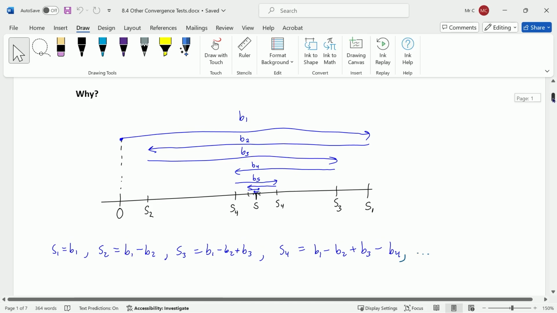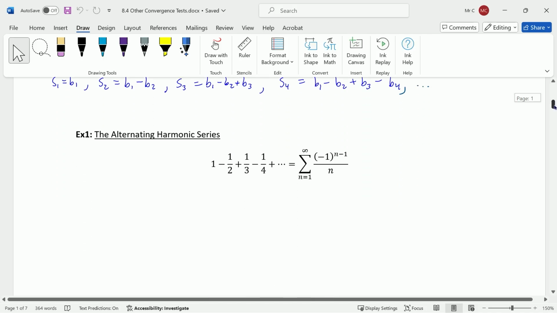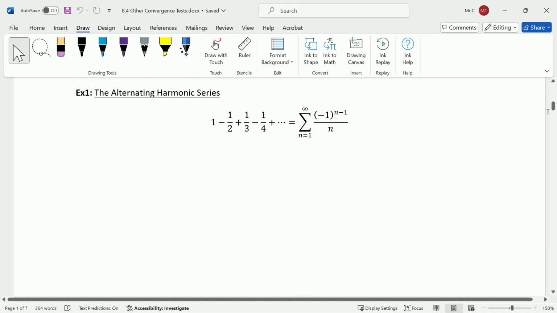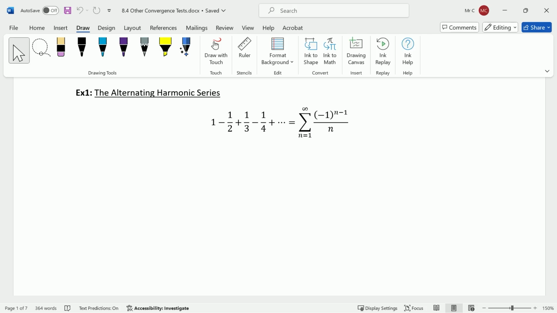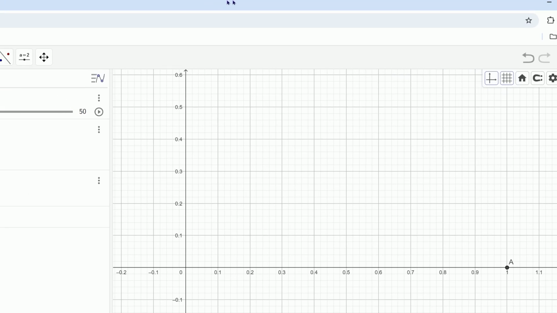So let's take a look at an example, and in this example I'm also going to pull up a quick tool so that you can kind of see this in action. So the example we're looking at is the alternating harmonic series. So it's 1 minus 1/2 plus 1/3 minus 1/4 plus so forth and so on, and we write that series as the sum from n equals 1 to infinity of -1 to the n minus 1 power over n. So before we actually apply the test, I just want to use this as an example to show the idea I was trying to convey before.